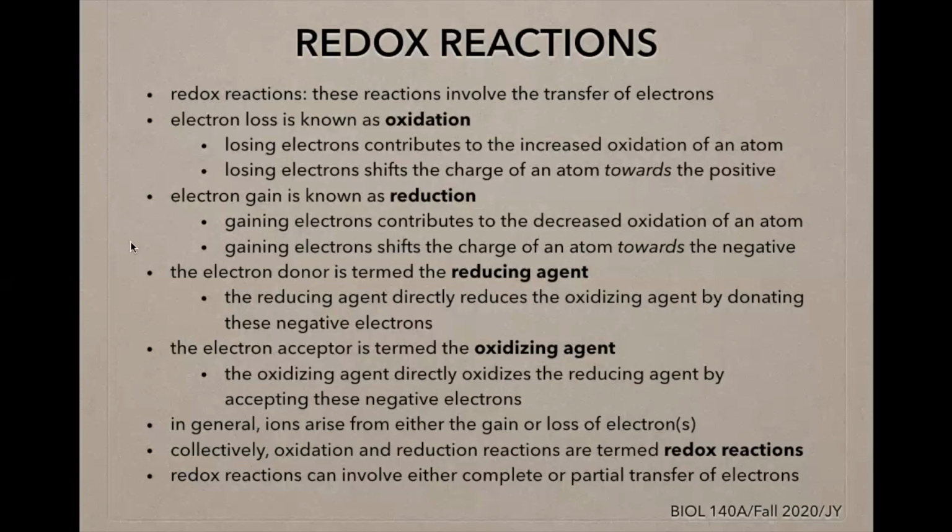So now we're going to move on to the reducing and oxidizing agents. And as I've mentioned, an atom that becomes oxidized is itself a reducing agent. This is because it donates electrons. In other words, the reducing agent is an electron donor, which allows itself to become oxidized by giving away electrons.